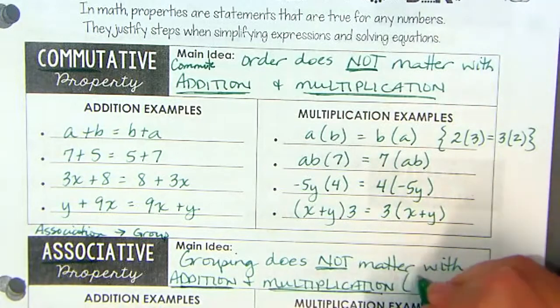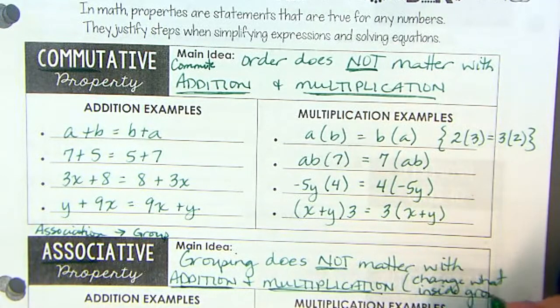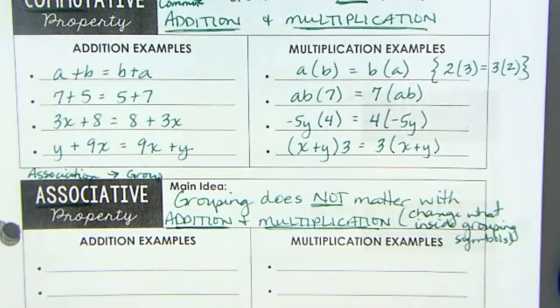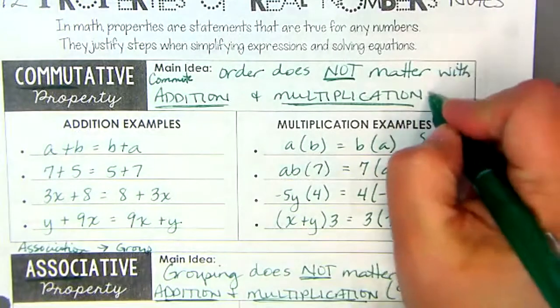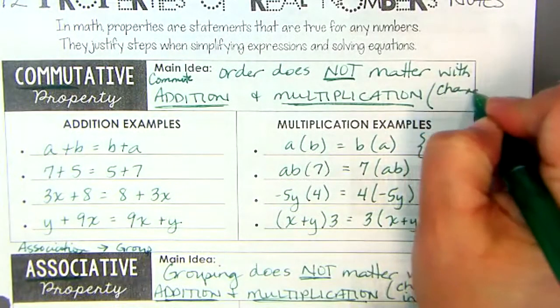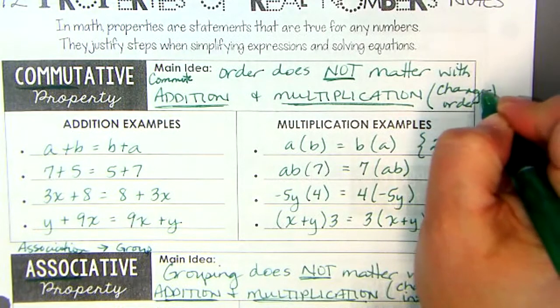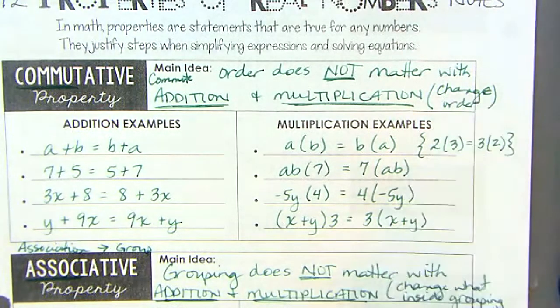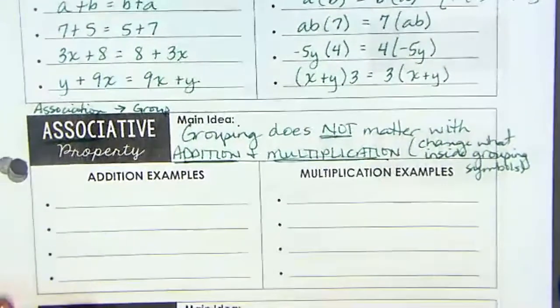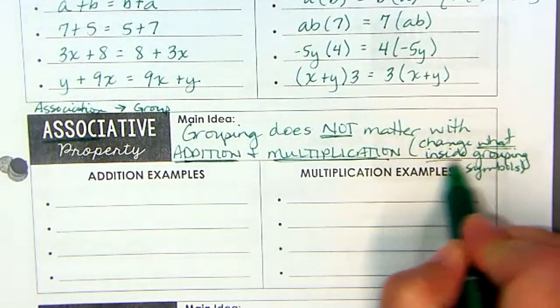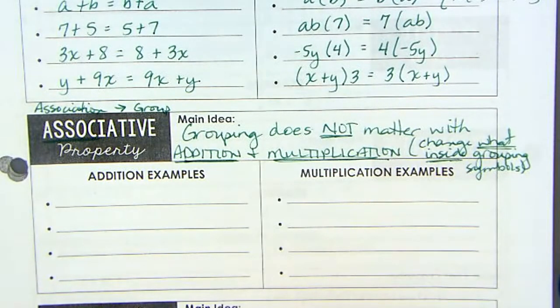So with this, change what's inside grouping symbols. Change what's inside the grouping symbols. For up here, I'm going to write a little note here. Change order. When you do the commutative, you're changing the order. Change order for commutative. For associative, you change what's inside the grouping symbols. All right, so let's look at some examples here.